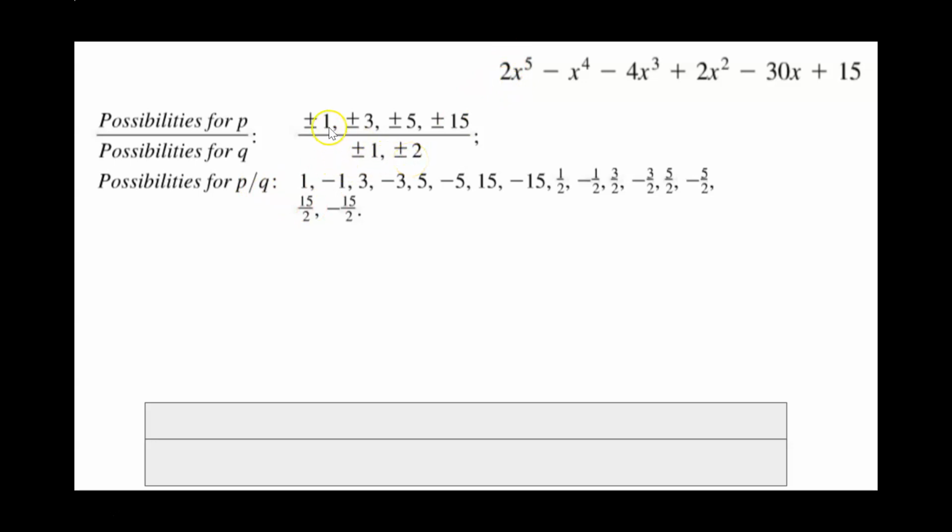Then once again, we do 1 divided by 1, 3 divided by 1, 5 divided by 2, 15 divided by 2. Write our answers in. Then we do 3 over 1, 3 over 2, write our answers in, 5 over 1, and so forth. And then once you do each one, remember each one gets a plus and a minus every time you do it. So now we have our listings of 16 of them.